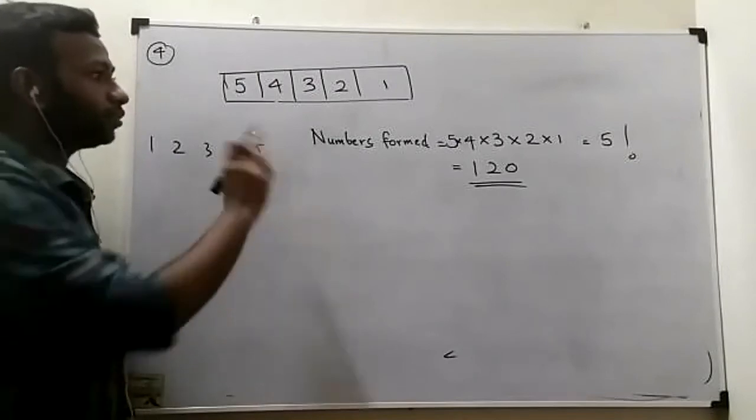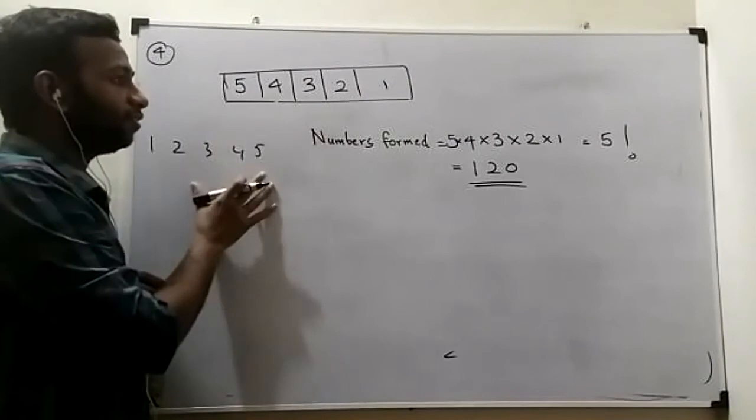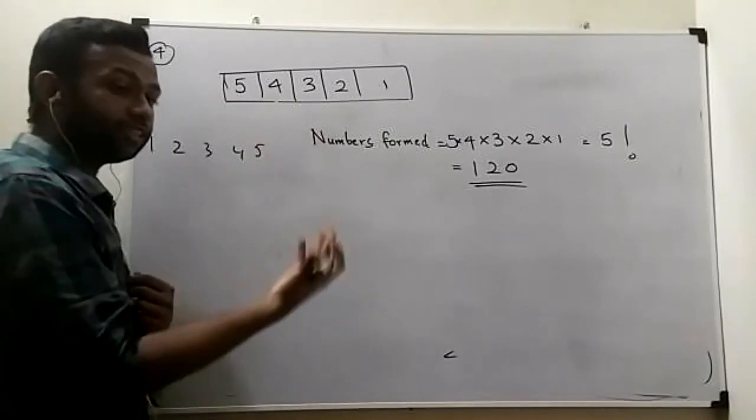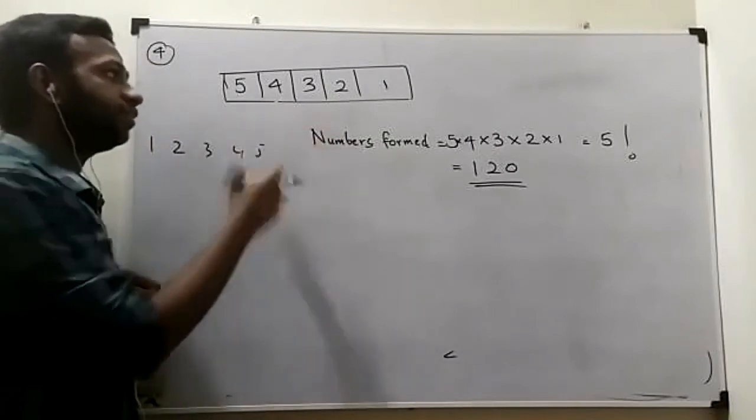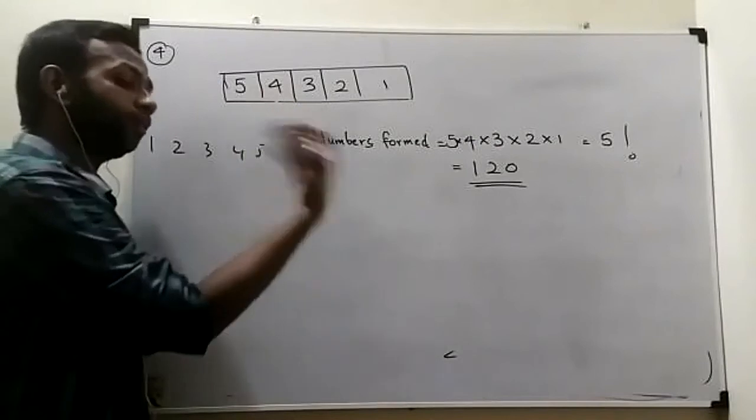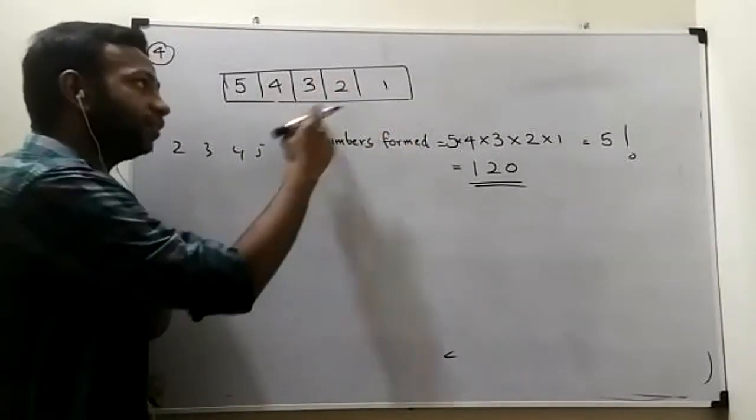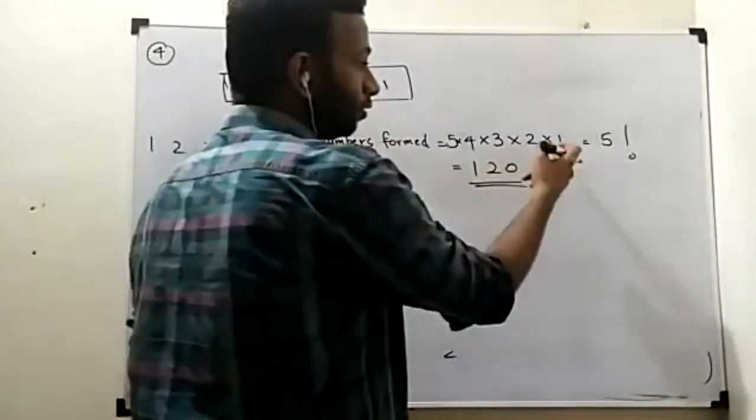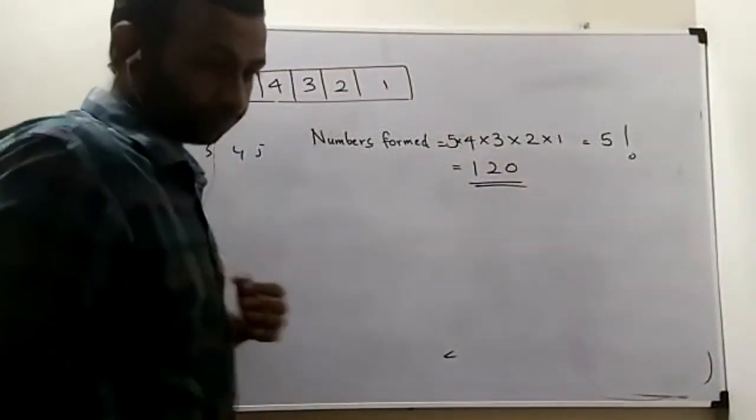You have 5 numbers. So how many numbers can you form? For the first, you can select in 5 ways. How many ways can you select the second number? It's 4. If you selected already 1, that means you have 4 remaining. Then the ways you can select the next number is 3, 2, 1. So the total number that can be formed is 5 into 4 into 3 into 2 into 1, or factorial 5. That is 120. Okay.